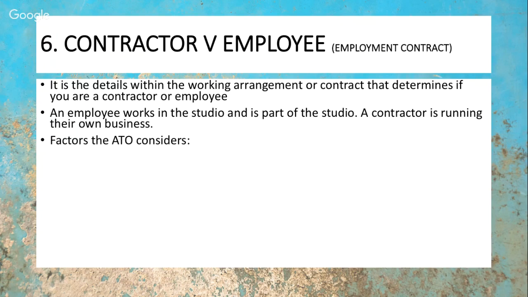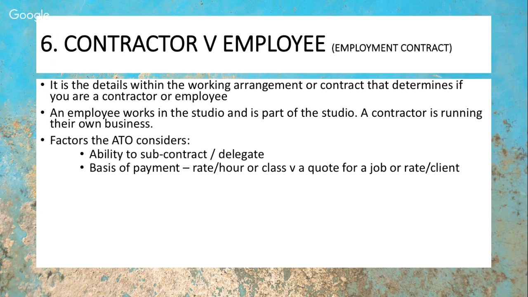It comes down to looking at how your contract plays out in reality. Some of the factors the ATO will consider: number 1 is your ability to subcontract or delegate. This is similar to superannuation for contractors, whether you're the one contracted to teach the class or whether you're able to delegate that responsibility to anyone. The second one is the basis of payment: a rate per hour or per class versus quoting for a job, or a different rate depending on how many clients are in your class.